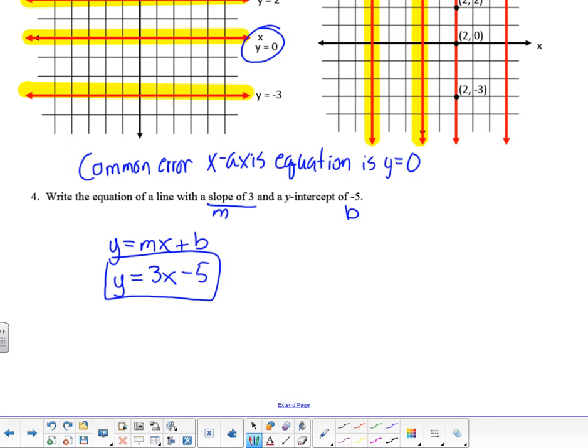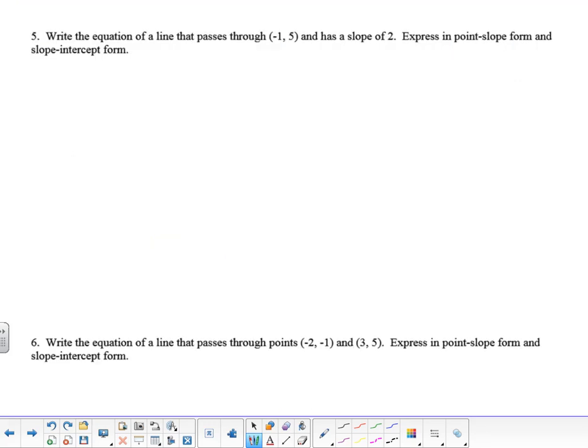You're given the slope, you're given the y-intercept, and you would put it in here. Just another way this question can be asked is, instead of the y-intercept, it might tell you that it goes through the point (0, -5). Well, that point is the y-intercept.